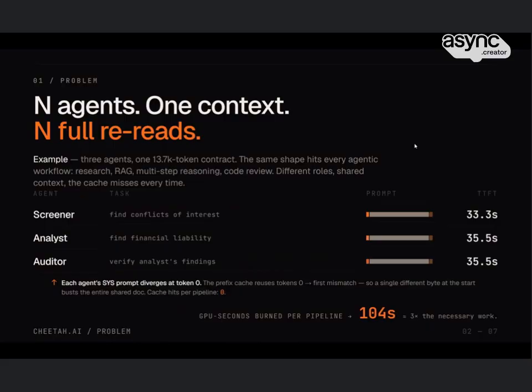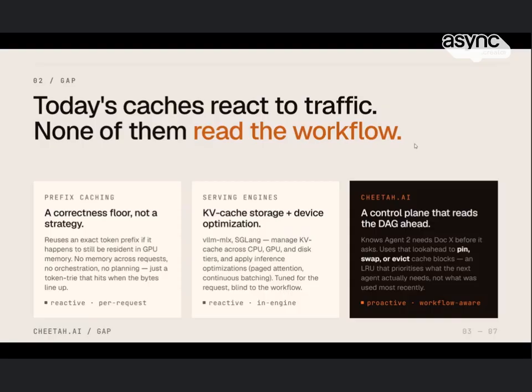The system prompt in this example diverges at the first mismatch, even if the rest of the prompt requires the same document context. It will not cache the shared document, which means it will take around 104 GPU seconds to get this done for the work the model has already done twice.